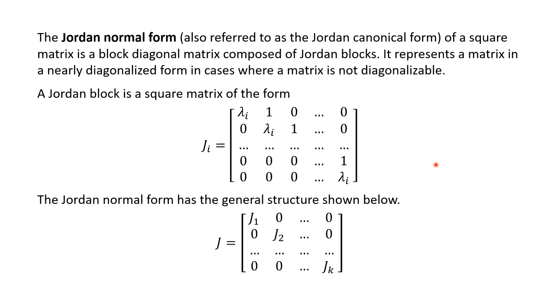Now, even if you have a diagonalizable matrix, you'll still have a Jordan normal form. But what will happen is these blocks will just be single eigenvalues, and you won't have these ones along here. So it'll degenerate into a diagonal matrix in the case where you're working with a diagonalizable matrix.